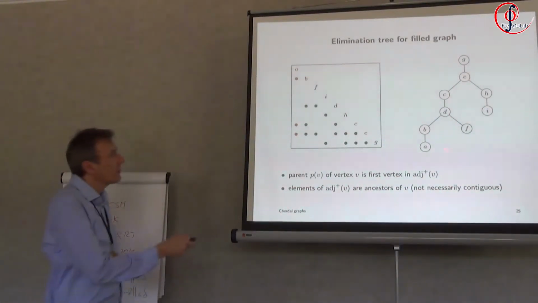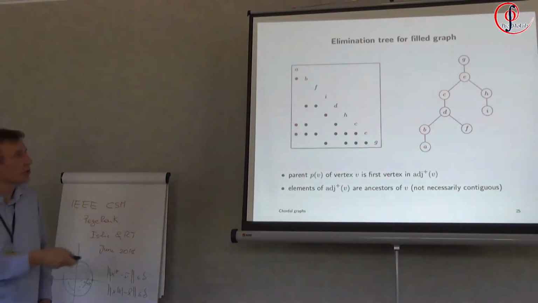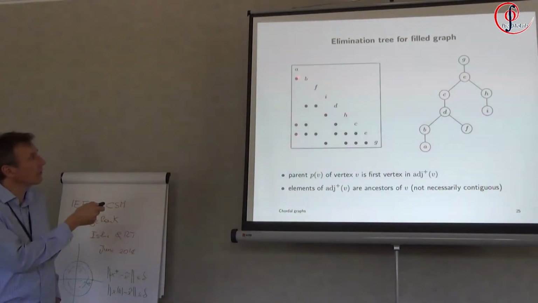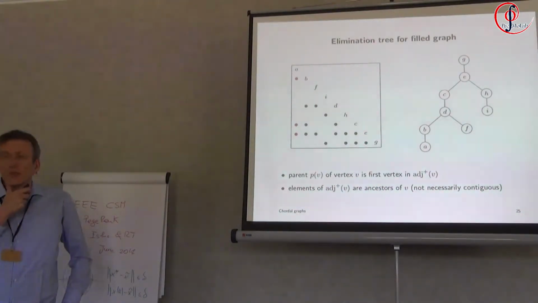So it's clear that the elimination tree doesn't contain all the information about the filled graph. It only shows you the vertices, and then for each vertex, the first element below the diagonal in this array.